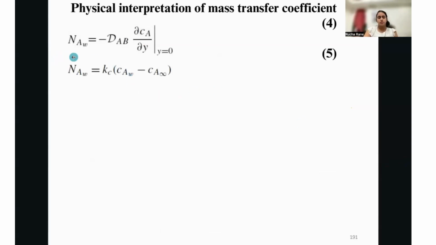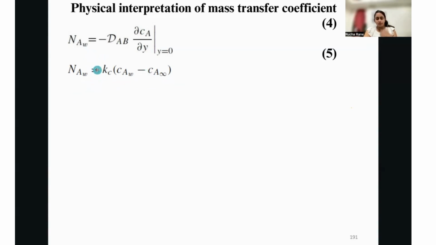Now, this equation number 4 is N_AW is minus D_AB into dC_A by dy. This is commonly called your Fick's first law of diffusion. And equation number 5 is N_AW is k_c into (C_AW minus C_A infinity). This is what we studied now. It is called your Slattery equation.